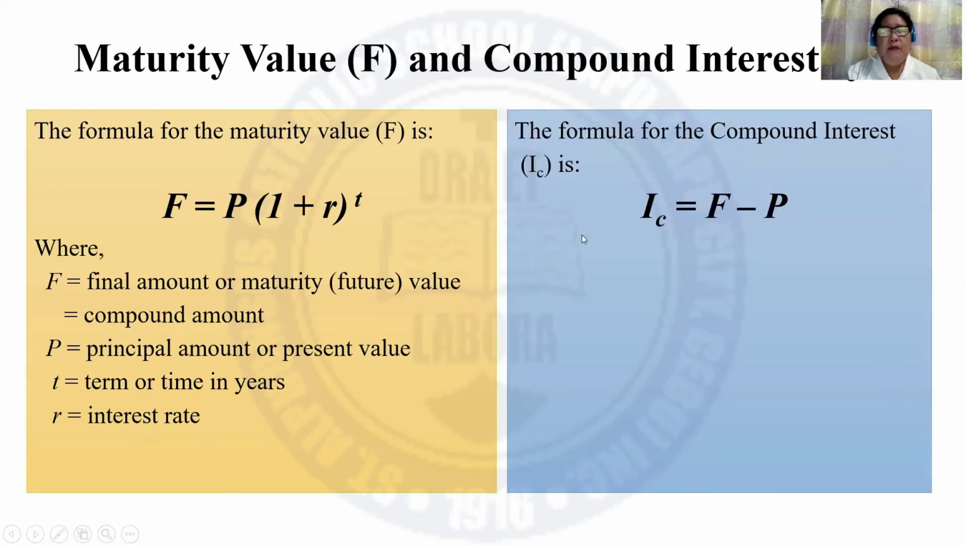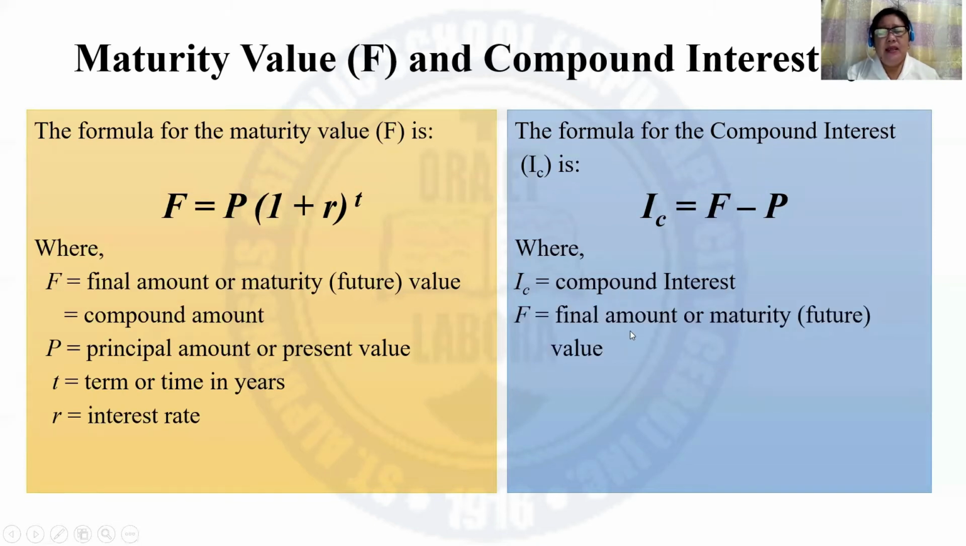And for the compound interest, I sub C is equal to F minus P, where I sub C is equal to the compound interest, F is the final amount or maturity or the future value, and P is the principal or the present value.